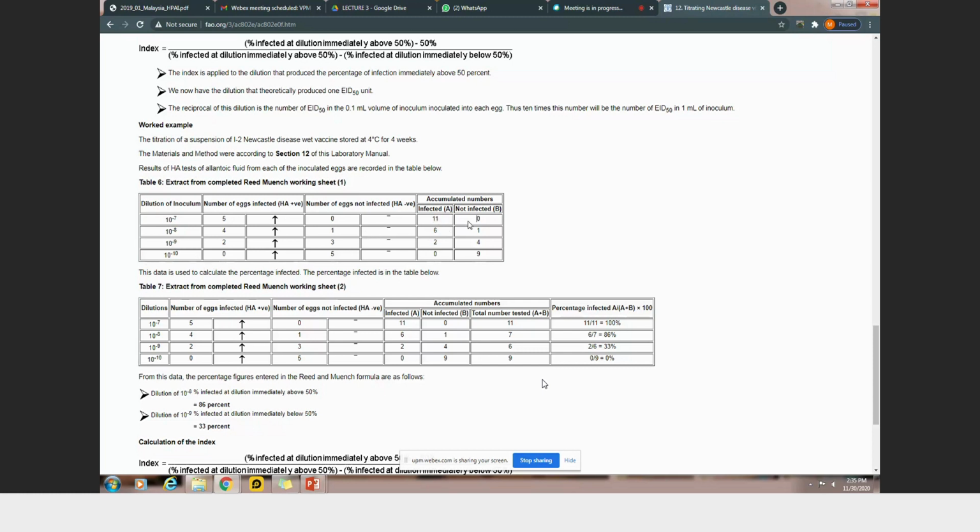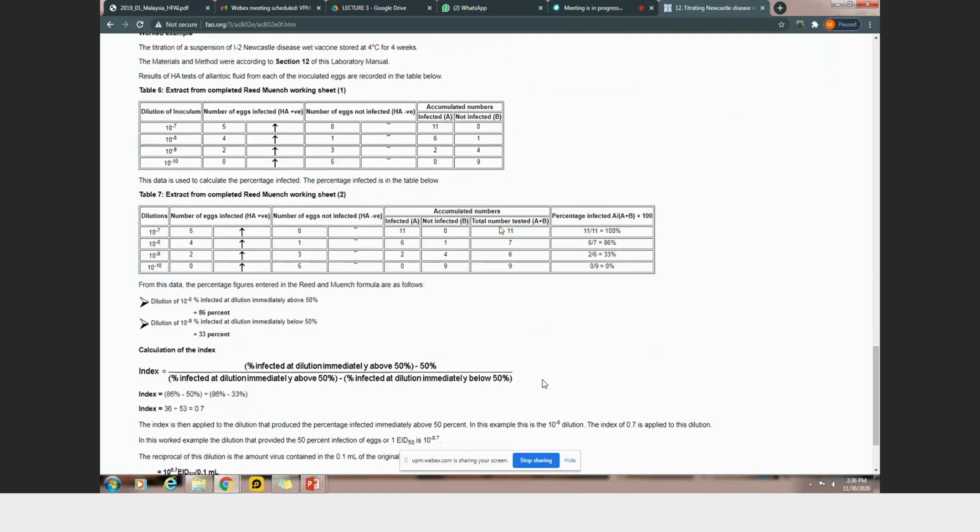Whereas for the non-infected ones, you need to do it vice versa, where you count from the most dilution and go descendingly. So what happens here? Here will be 0. 0 plus 1, you will get 1. 1 plus 3, you will get 4. 4 plus 5, you will get 9. So this will give you the accumulated numbers of infected versus non-infected.